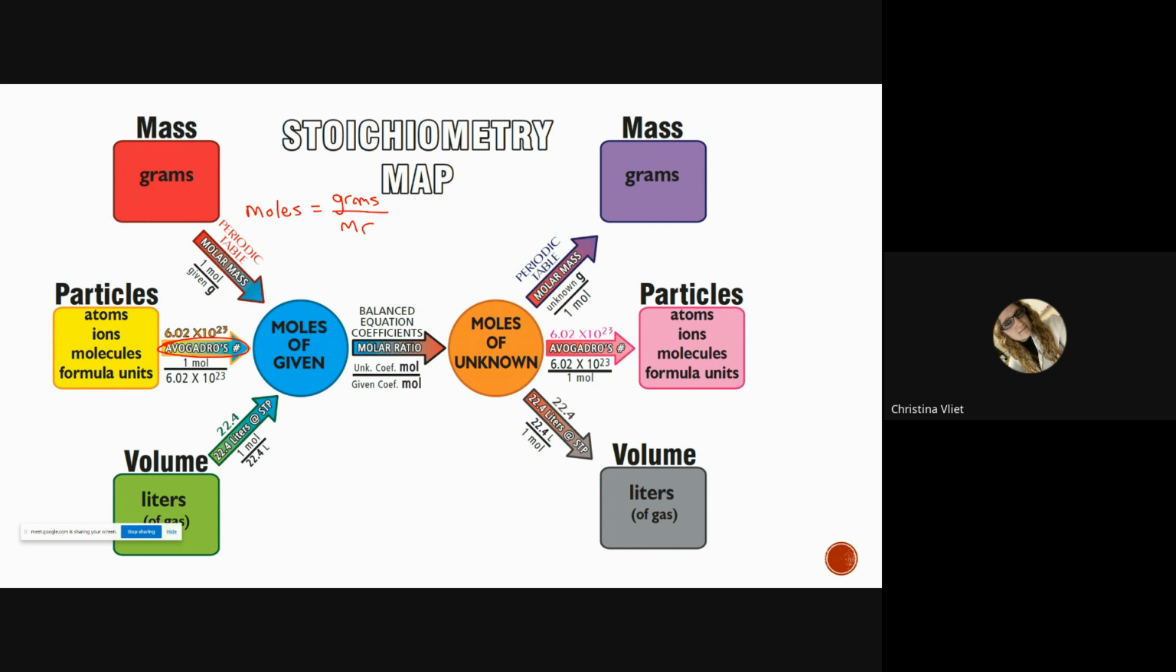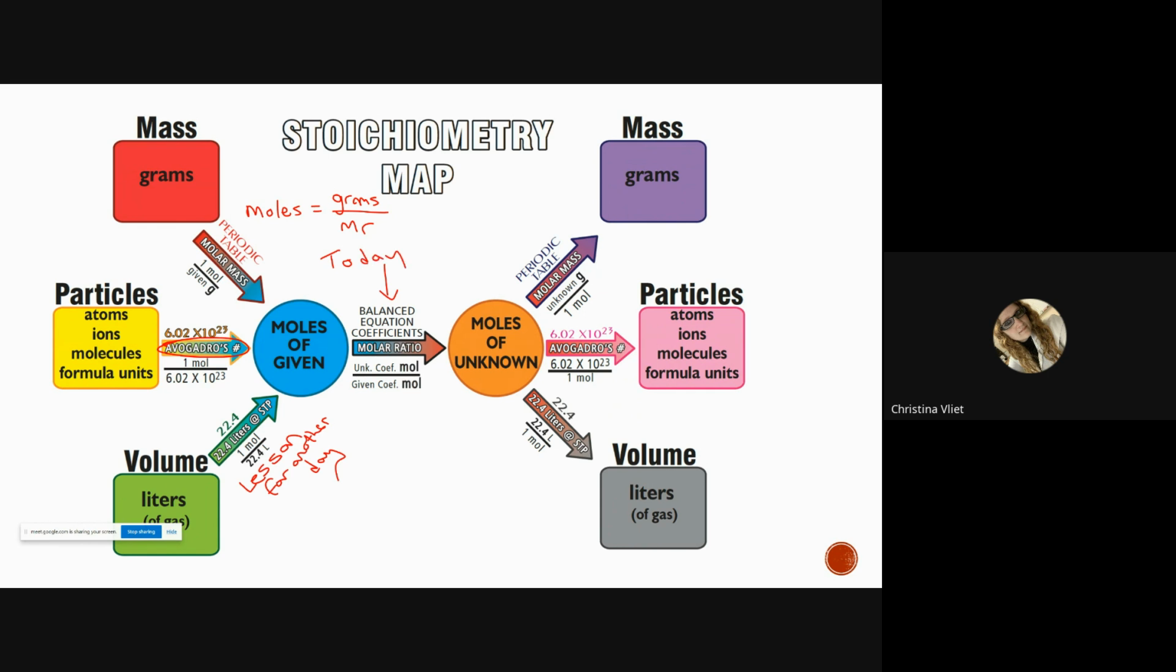Volume. This is actually also something that was taught in pre-AICE chemistry or honors chemistry. You can go between moles and volume. This is going to be a lesson for another day, because we're going to have a whole lesson on gases. But there is a moles to volume calculation in the mole map. What we're doing today is this.